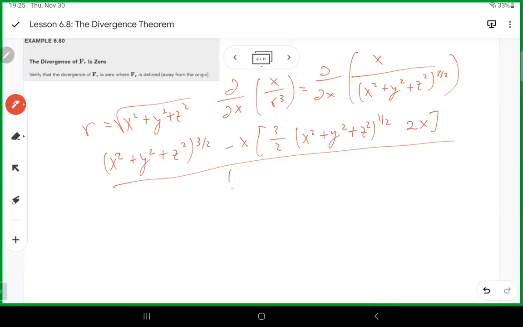Might have to get an extra slide just because I'm getting tired, so I'm writing much bigger. So then we have r cubed minus 3x squared r over r to the 6, which is r squared minus 3x squared over r to the 5th. All right, so similarly, we would do the same thing for y and z, but they don't show all the pieces because it's very similar.